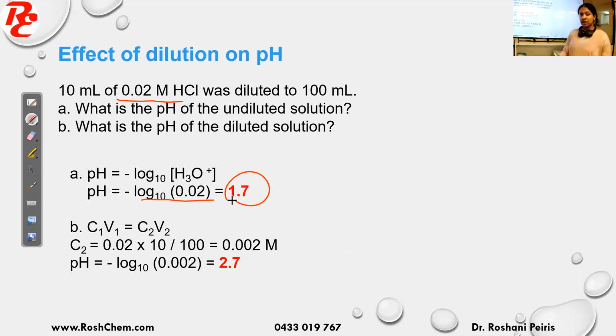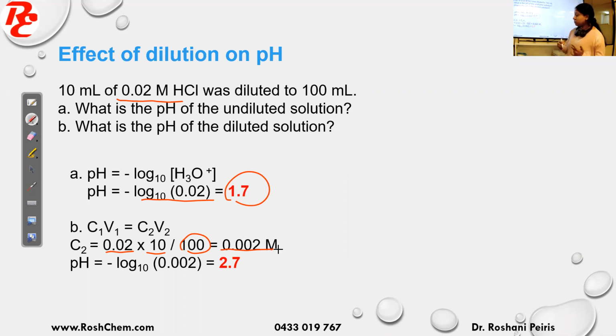Now you do a dilution. For the dilution, I can use C1V1 equals C2V2. Now I can find the new concentration of HCl after the dilution. C2, the diluted concentration, equals 0.02, that's C1, times V1 divided by the second volume. That gives you 0.002 molar HCl. This is the concentration of HCl after you dilute.